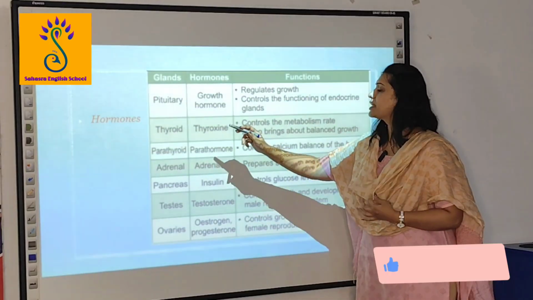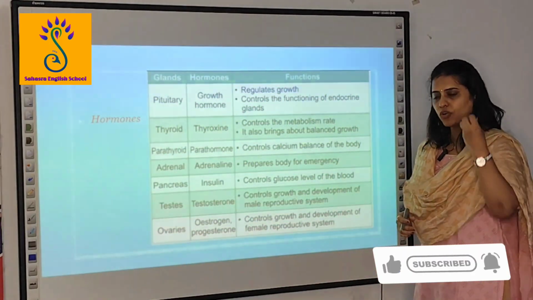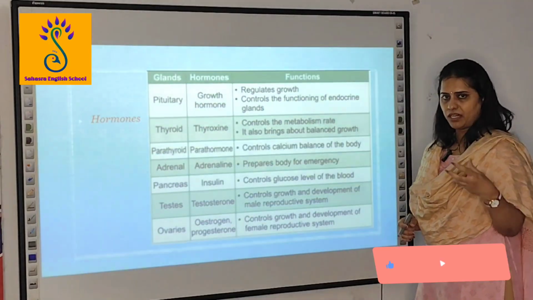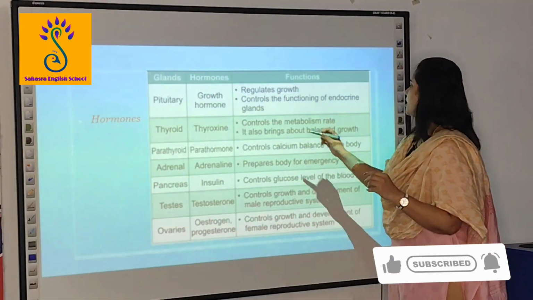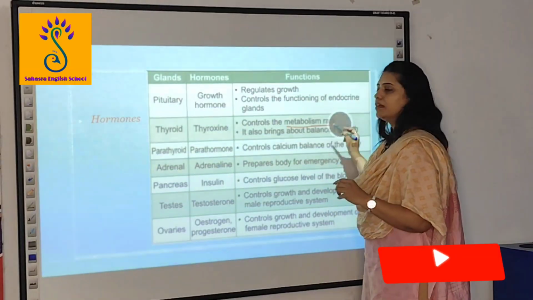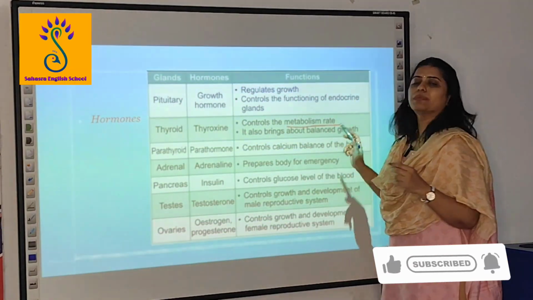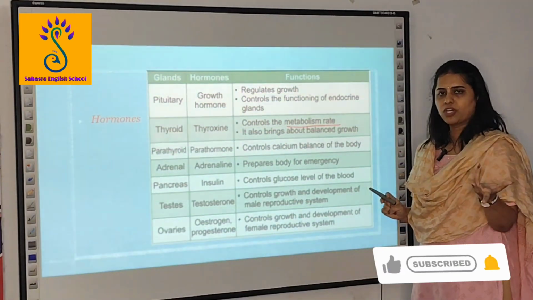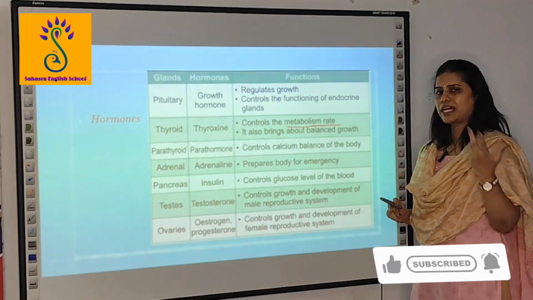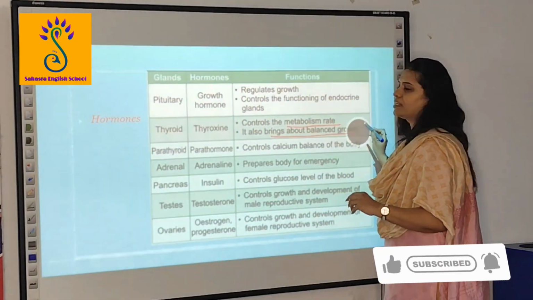Okay, pituitary. Next, the thyroid gland, it is present over here. It releases the hormone thyroxine. Earlier I have discussed T3, T4, isn't it? It controls the metabolism rate. If this is not functioning properly, the metabolism is disturbed. The entire body metabolism, metabolism of carbohydrates and proteins, is disturbed, and it brings about balanced growth.